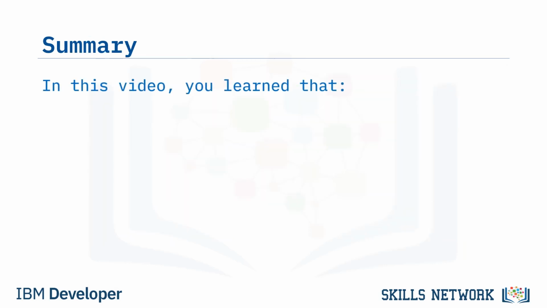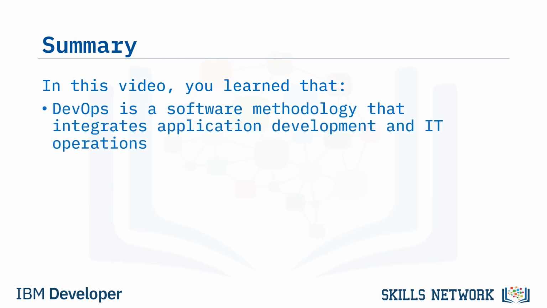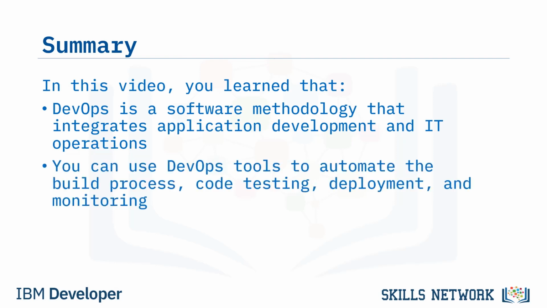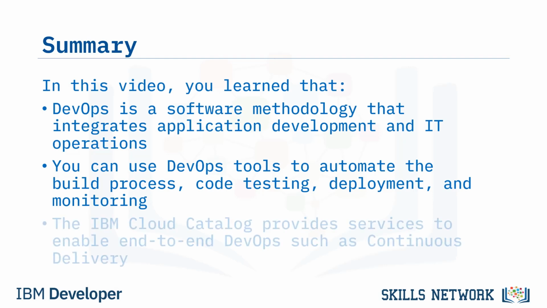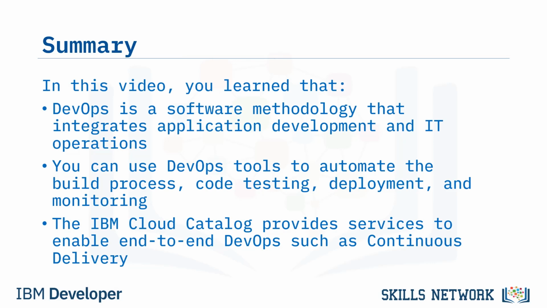In this video, you learned DevOps is a software methodology that integrates application development and IT operations. You can use DevOps tools to automate the build process, code testing, deployment, and monitoring. And the IBM Cloud Catalog provides services to enable end-to-end DevOps, such as continuous delivery.